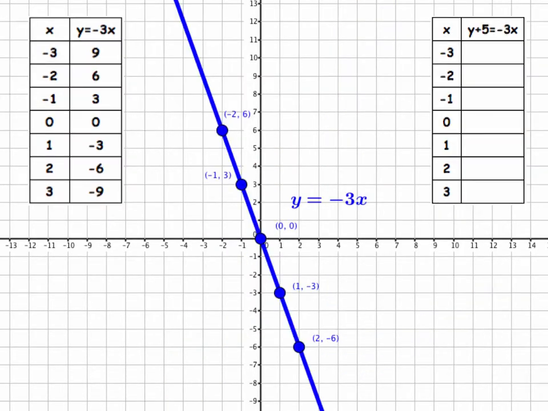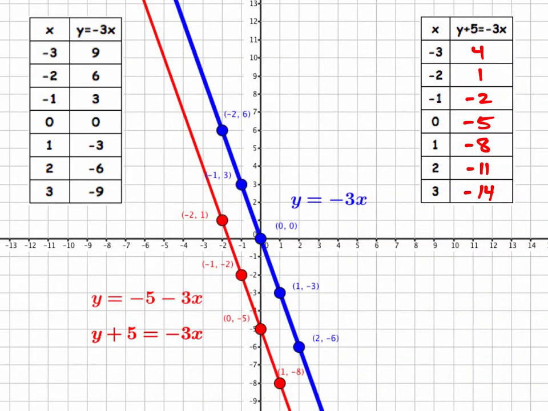Alright, let's try another. Here's the graph of y equals -3x. Of course, it has a slope of -3. The y-intercept is right on the origin, 0, 0. Now, why don't you take a moment to pause the video and please graph the new equation y plus 5 equals -3x.